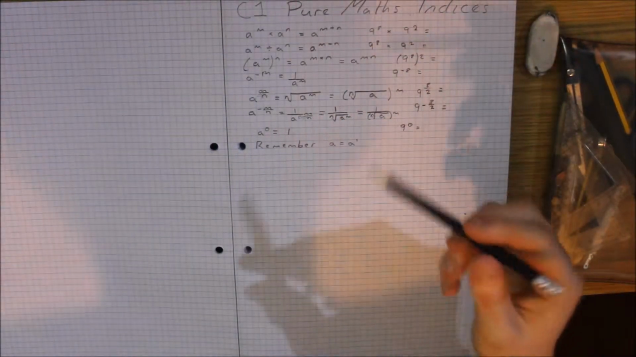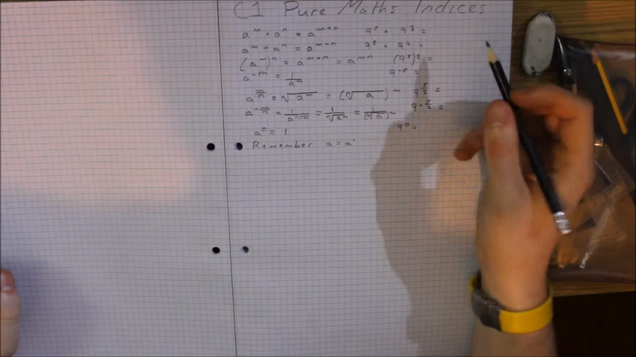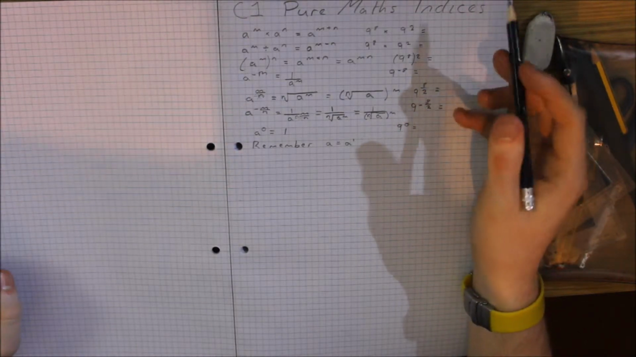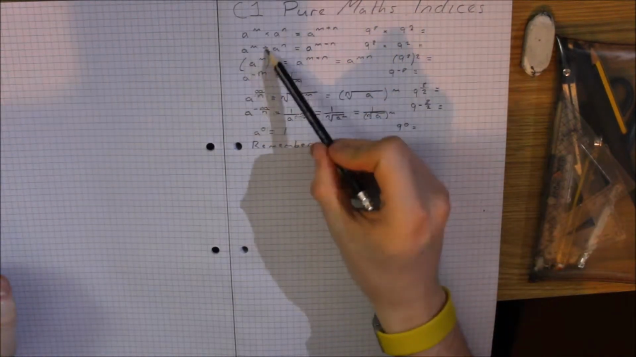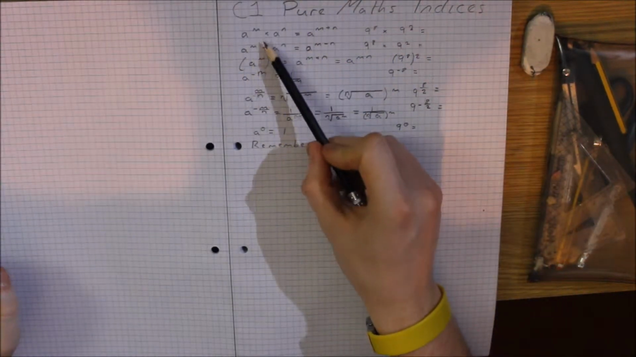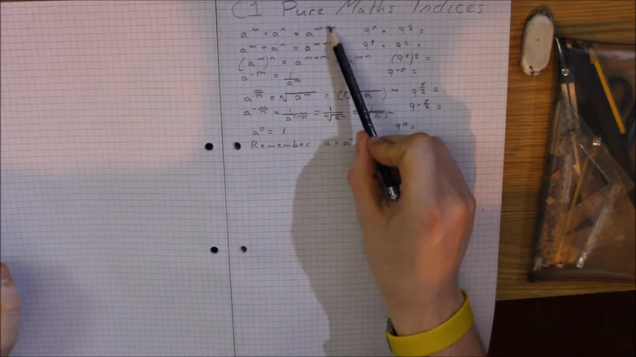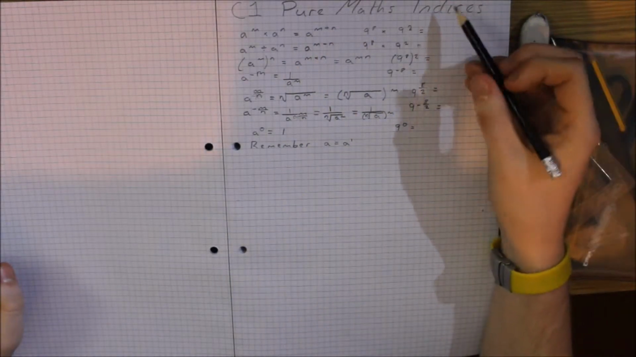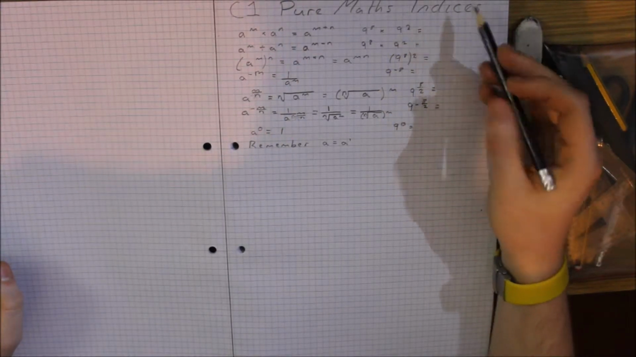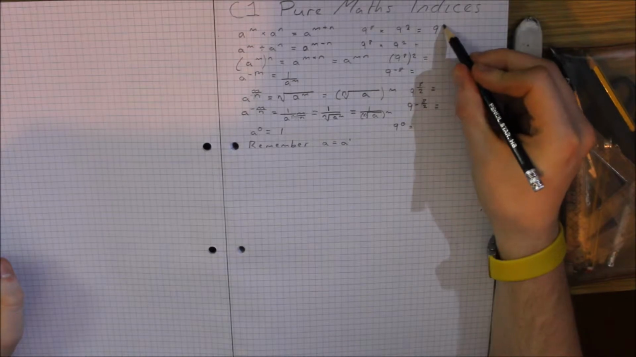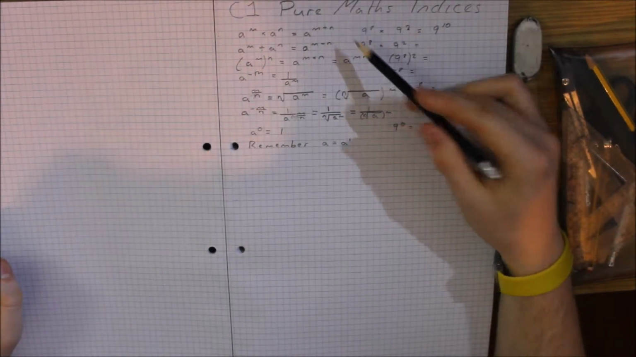Okay, so this video will be based on C1 pure maths, and it will be based on indices. In indices in C1 there are a few rules you must know, such as a to the power of m times a to the power of n equals a to the power of m plus n. So on the side we have an example: 9 to the power of 8 times 9 to the power of 2 equals 9 to the power of 10. Okay, so we just followed the rule.